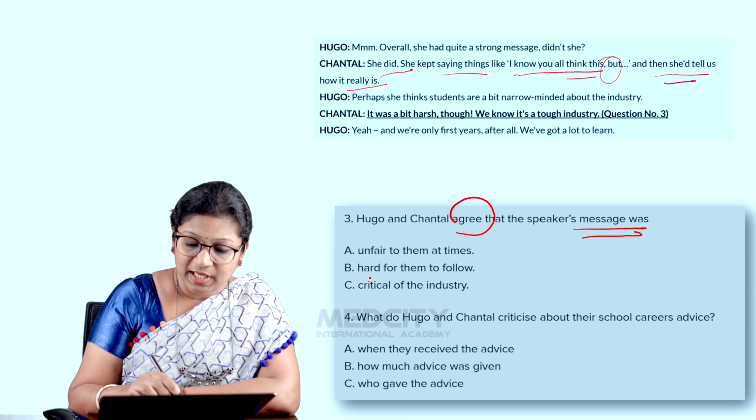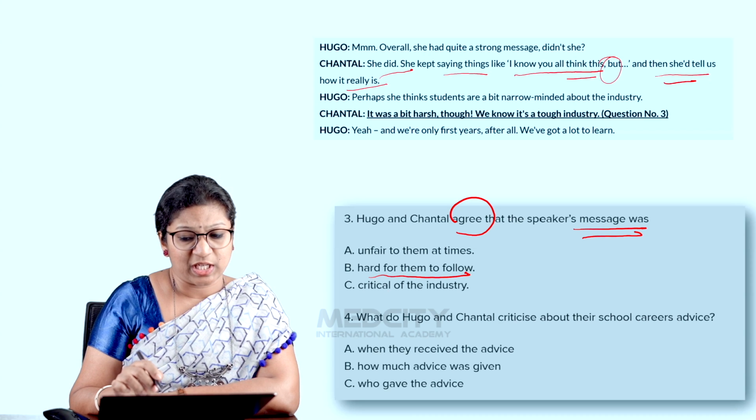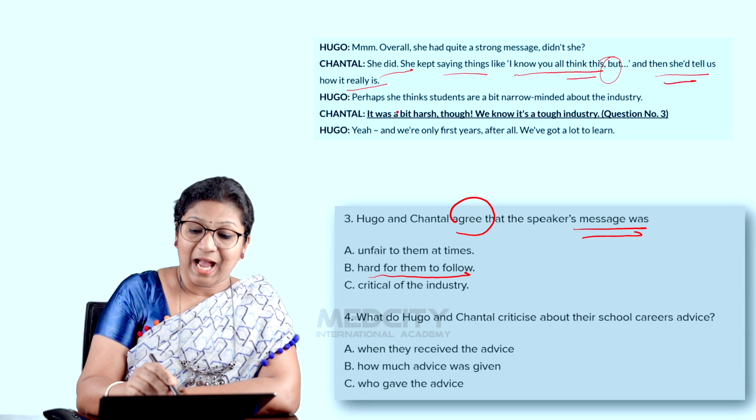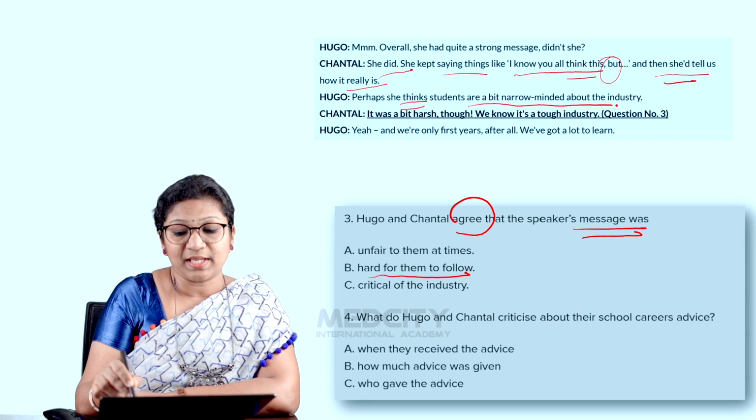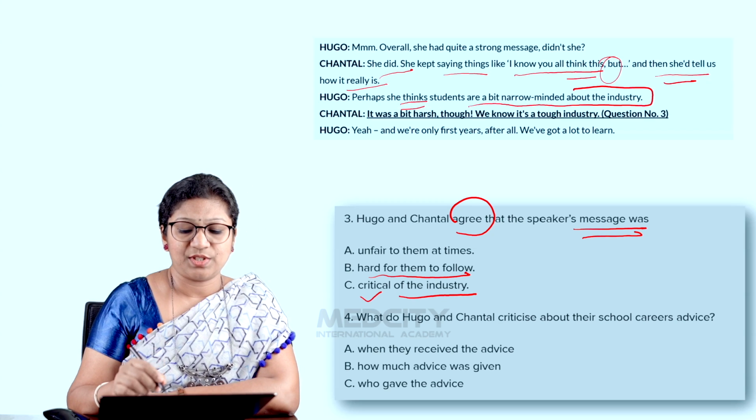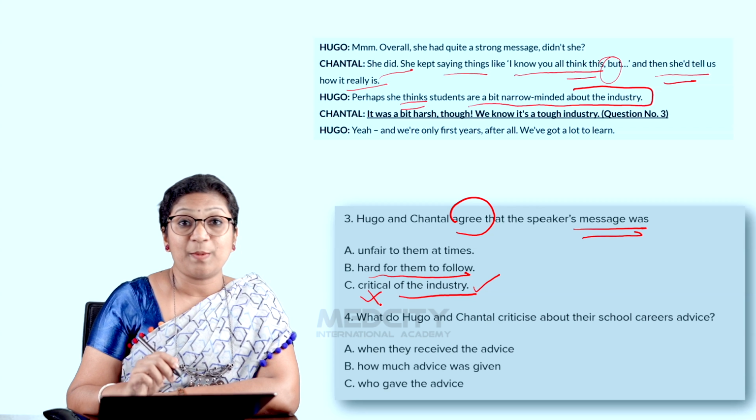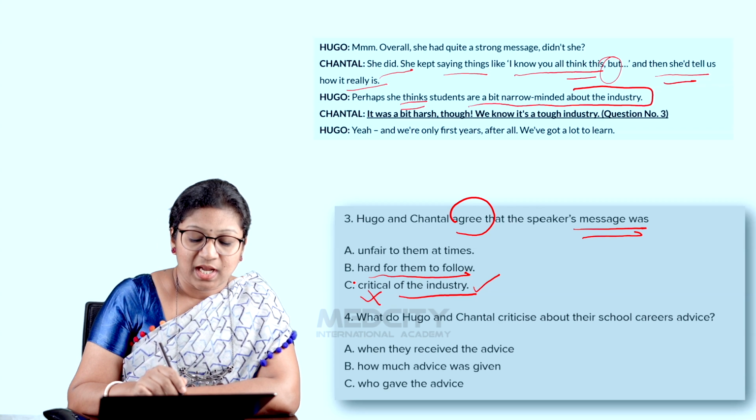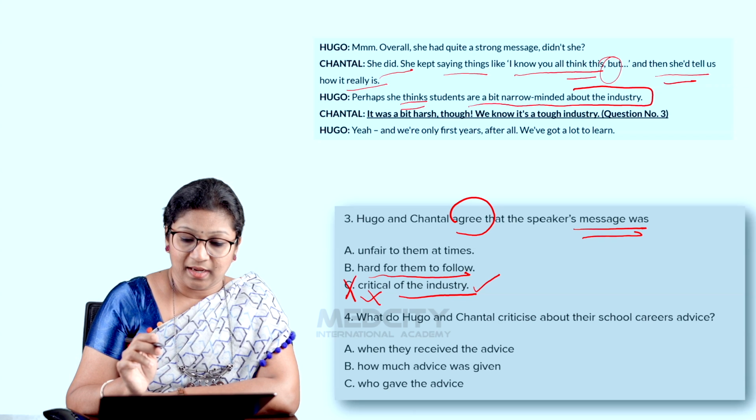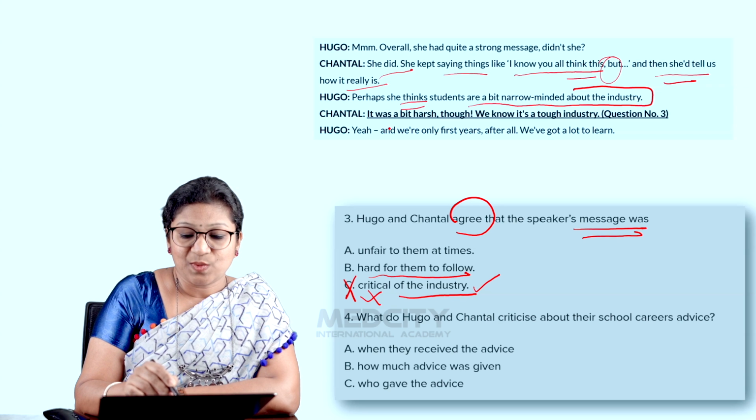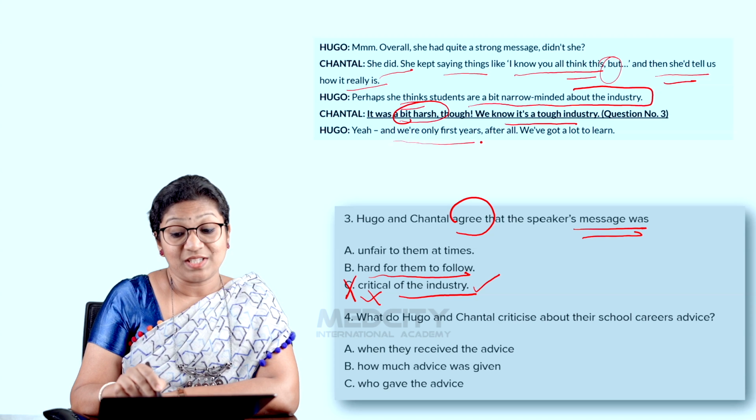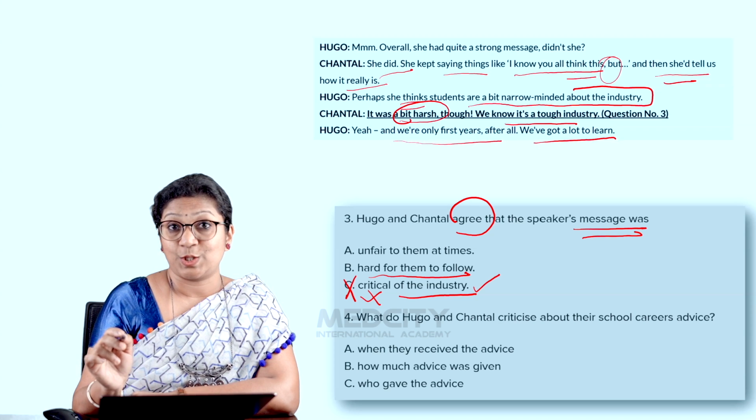So about being hard for them to follow, not really, because very clearly she's saying what they expect and what it really is. Perhaps she thinks students are a bit narrow-minded about the industry. About the industry, critical, no, she's speaking about the industry, but not being critical about the industry. So we can eliminate option C as well. Then what's the answer? It says, it was a bit harsh though. We know it's a tough industry. We're only first years after all. We've got a lot to learn.